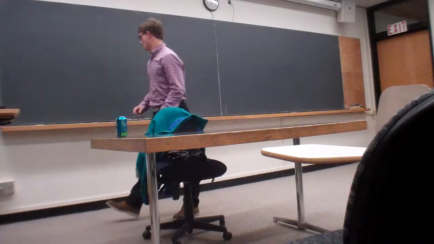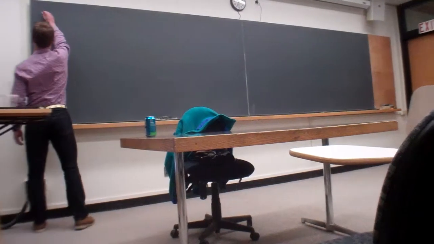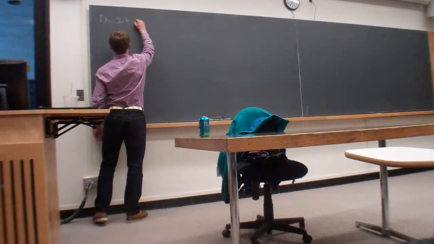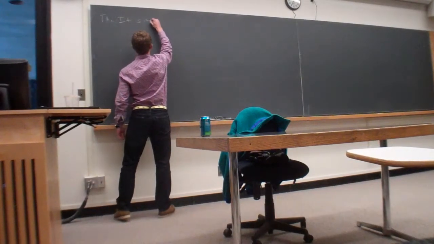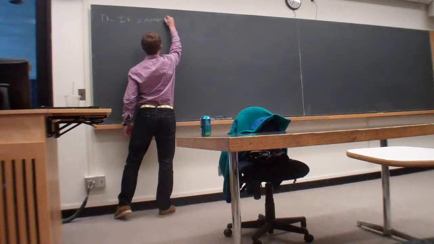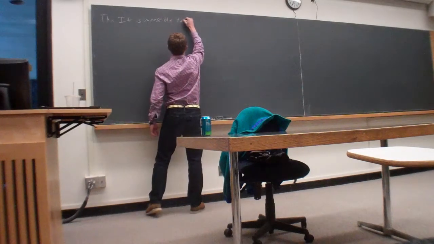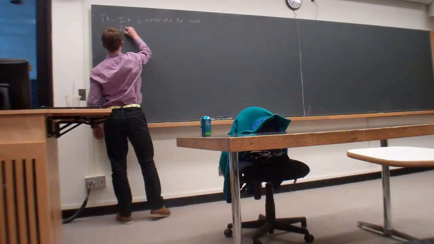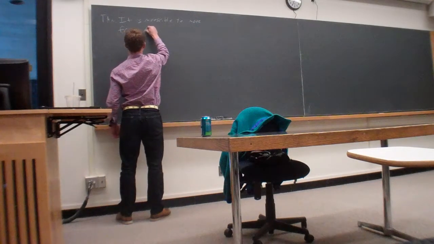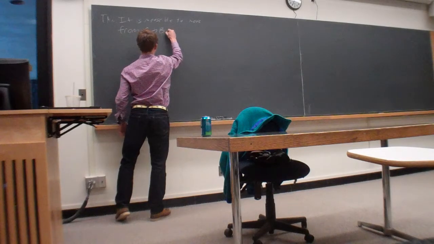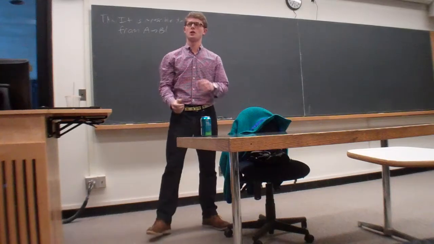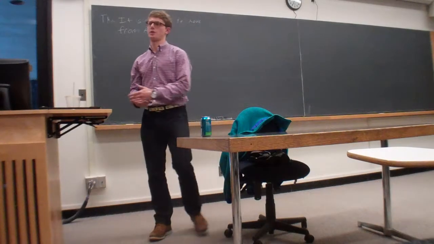So to start, we will prove this theorem, that it is impossible to move from A to B. So this is essentially the 15 puzzle. It's equivalent to move from A to B or from B to A. It's the same exercise. So first we need to build our vocabulary a little bit.